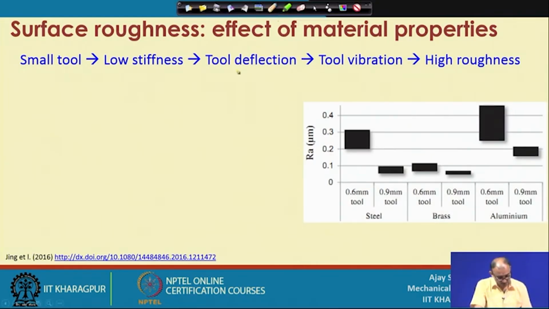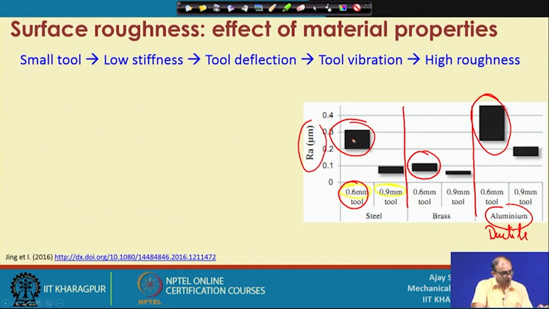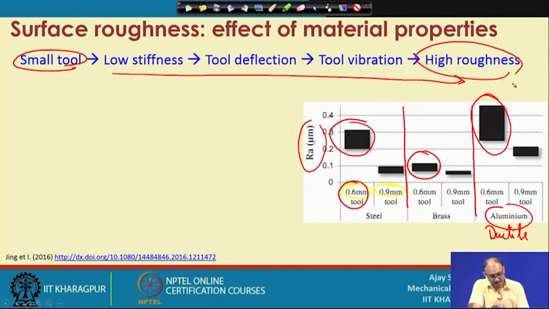Now, what is important here: there are two different tools, one of 600 micron and one of 900 micron, and there are three different workpiece materials. If you see the 600 micron for machining of brass and the 600 micron for machining of aluminum, aluminum is a very ductile material, so its roughness is also very high in this case. And another thing: the smaller the tool, the higher the roughness, because of this sequence of events, you are getting a high surface roughness.